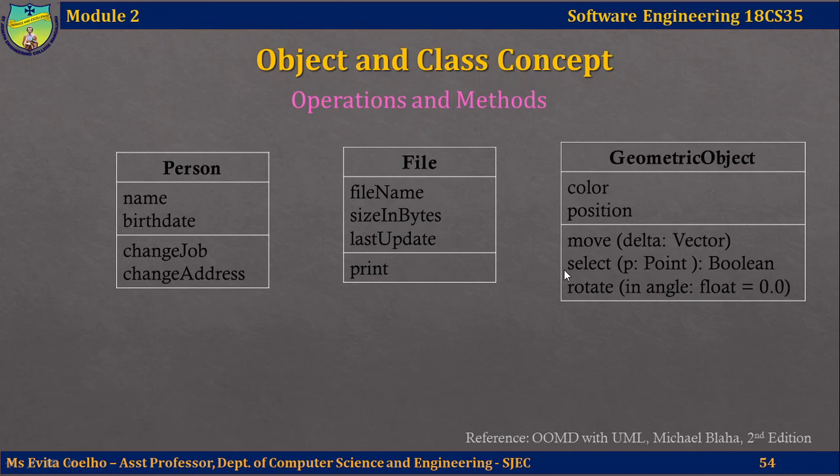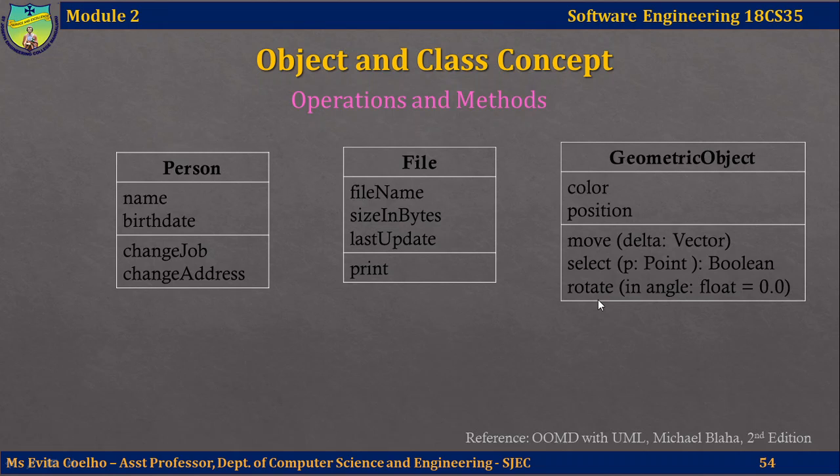Let me go to defining the second operation for the geometric object class, select. Select is an operation that takes one parameter, which is P, and the type of the parameter is a point, what you want to select. The return value of this operation is Boolean, that is true or false.